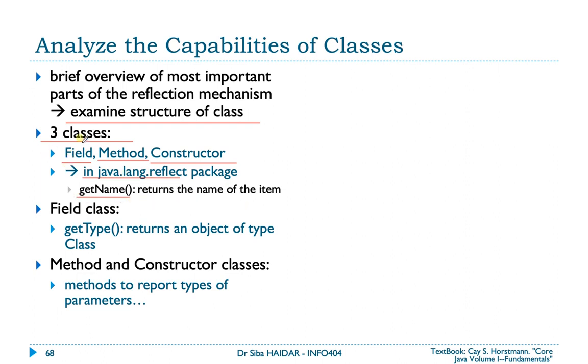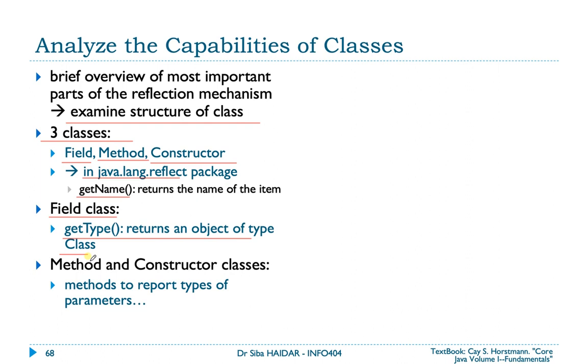So the class Field has getName, and it will return the name of the field of a certain class. In particular, the Field class also has the method getType, which will return an object of type Class, because a field has a type also. And you remember that the type Class also has representations for the primitive types.